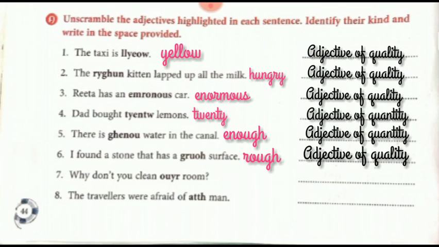Seventh one, why don't you clean dash room? What word is this? It's your. As I told you before, my, your, its, their, all these are possessive adjectives. Whose room is that? It's your room. So it shows the possession of something. Something belongs to someone. So here you have to write possessive adjective.